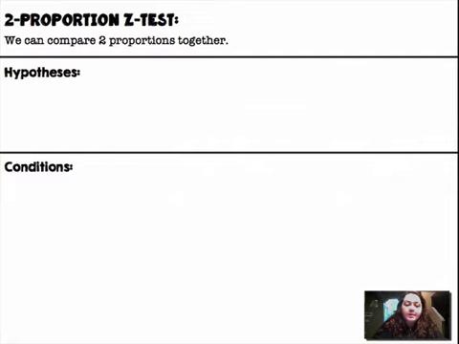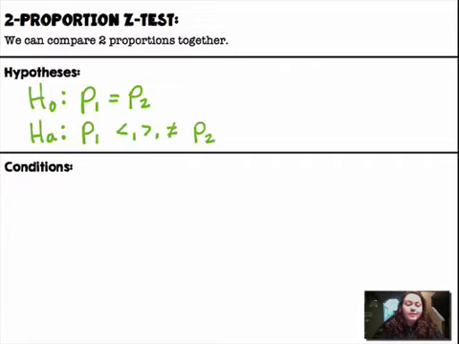A 2 proportion Z test. We can compare 2 proportions together. Our null hypothesis would be P of 1 is equal to P of 2. Our alternative hypothesis would be that the proportion of 1 is less than, greater than, or not equal to the proportion of 2. Now sometimes you might see that moved over, so it would be the proportion of 1 minus the proportion of 2 equals 0. And then the proportion of 1 minus the proportion of 2 is less than, greater than, or not equal to 0. So just be prepared. You could see it that way maybe on your AP test. All they did was just move it over so that it would look like a difference.